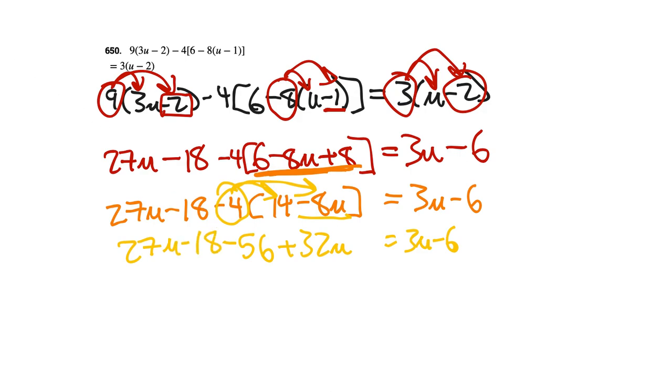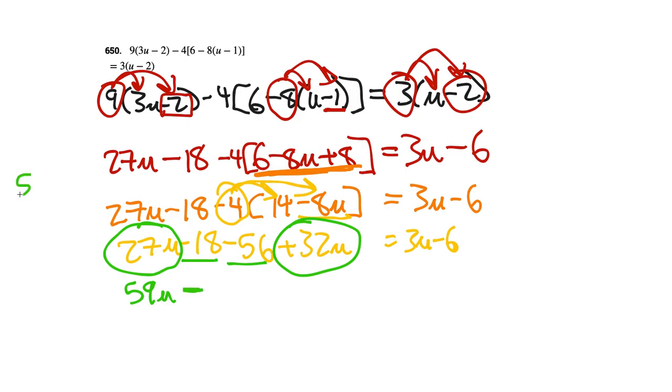And what we want to do next, you'll probably want to collect like terms. So let's do the u's first on the left-hand side. So we have 27u plus 32u. I'm going to go with that's 59u. And then you have negative 18 minus 56. So you're negative and you're going even more negative. So we know it's going to be a minus right there. And then we could just add 56 plus 18. 6 plus 8 is 14, carry 1. 5 plus 1 is 6, plus 1 is 7. So it's going to be minus 74.